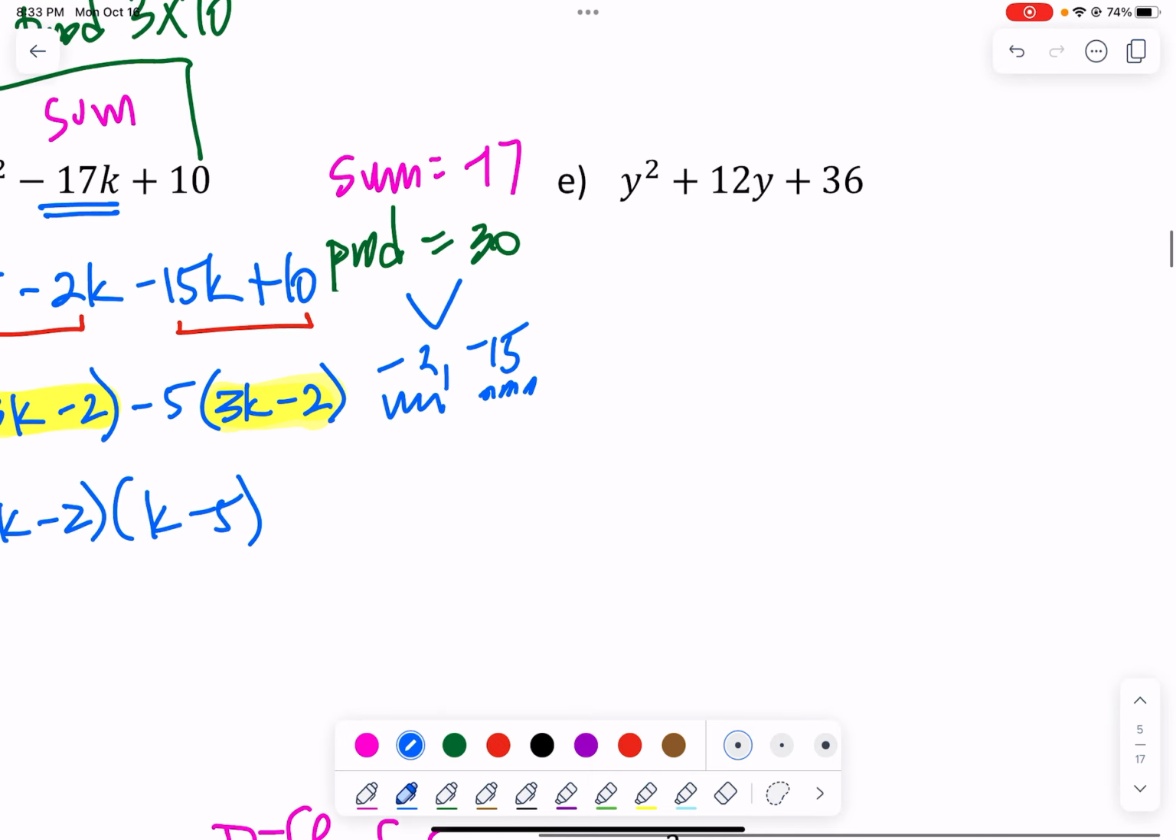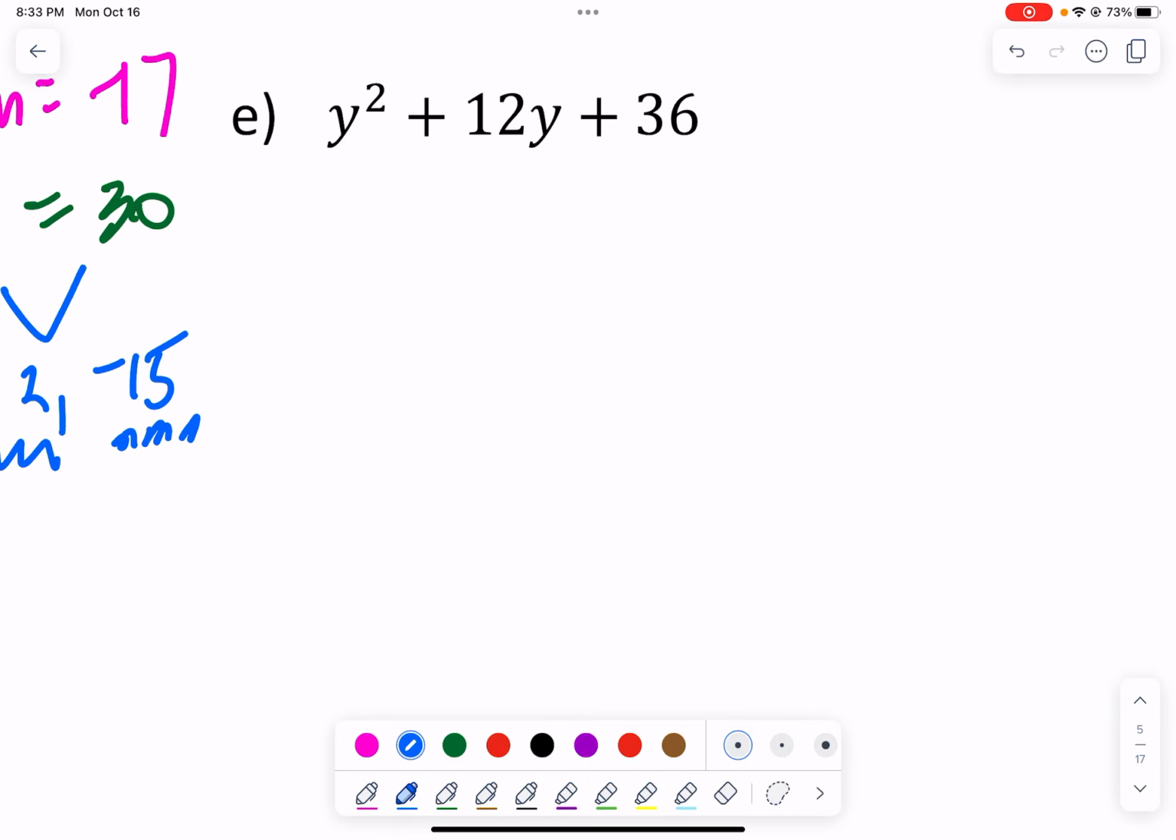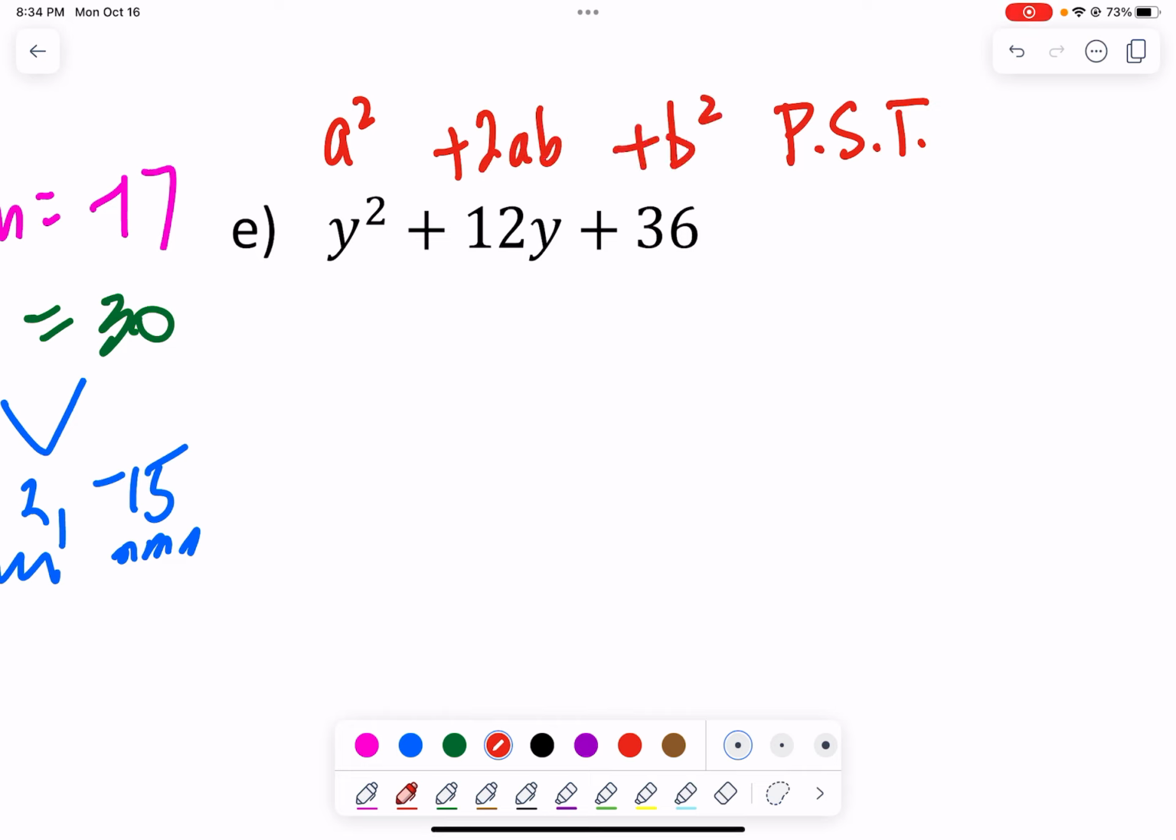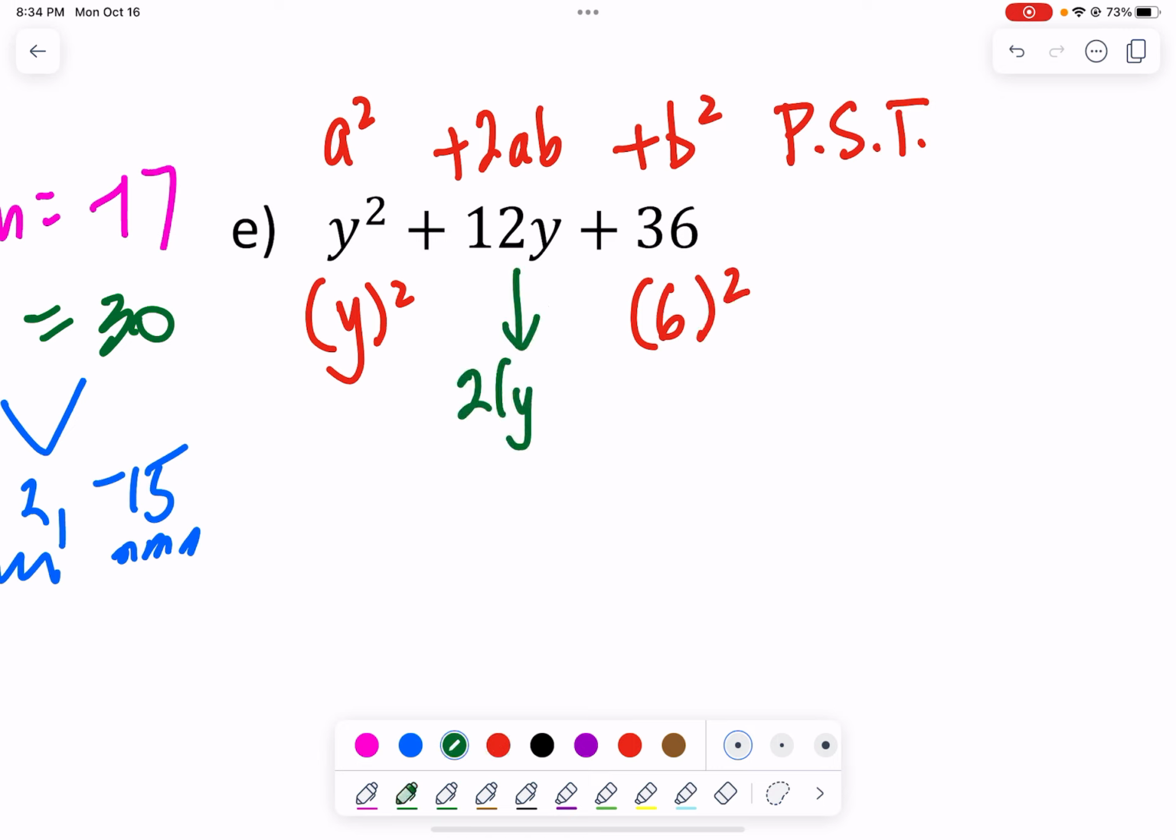E, y squared plus 12y plus 36. I'm guessing it's a perfect square trinomial. Perfect square trinomial where it would be a squared plus 2ab plus b squared. So if we look at that, that would mean a equals y, b equals 6. And then we can check if this is true, because this should be 2 times y times 6, which is 12y.